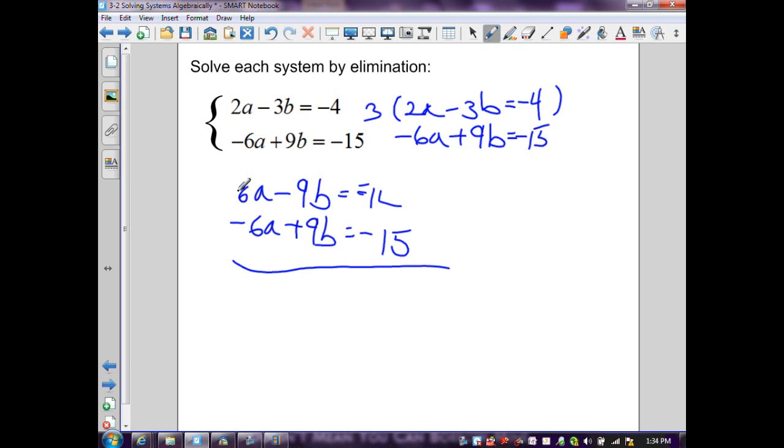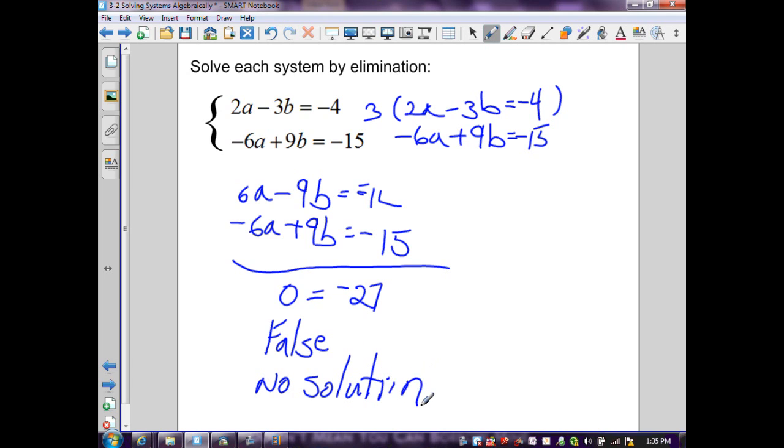Now I add the two equations. The a's eliminate, the b's eliminate. I get 0 equals, and I have a negative 12 plus a negative 15 is a negative 27. Therefore, this statement is false, which means I have no solution. Therefore, if I graphed these two equations, I would end up with parallel lines. And that's why we get a false statement and we have no solution for our system of equations.